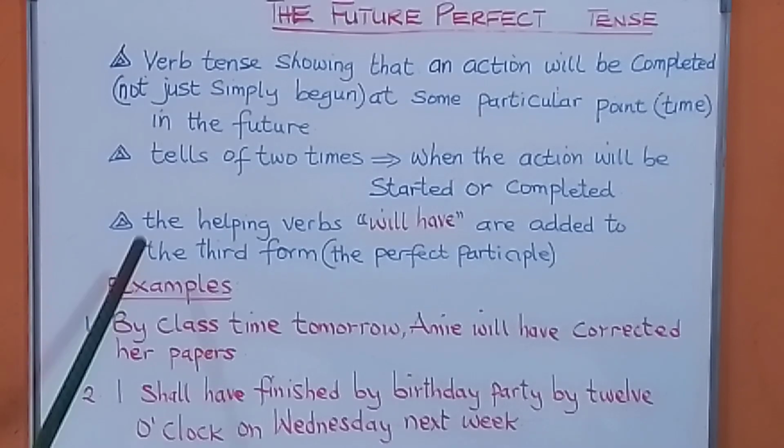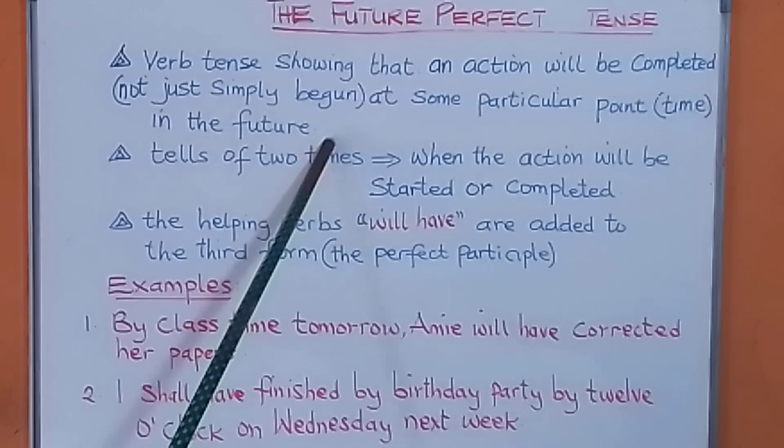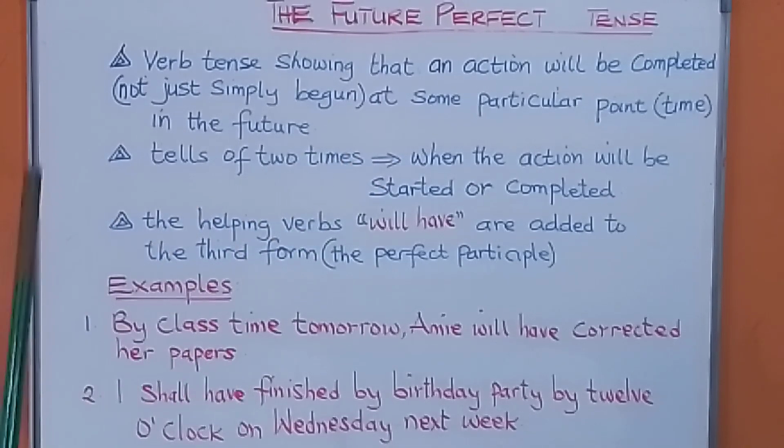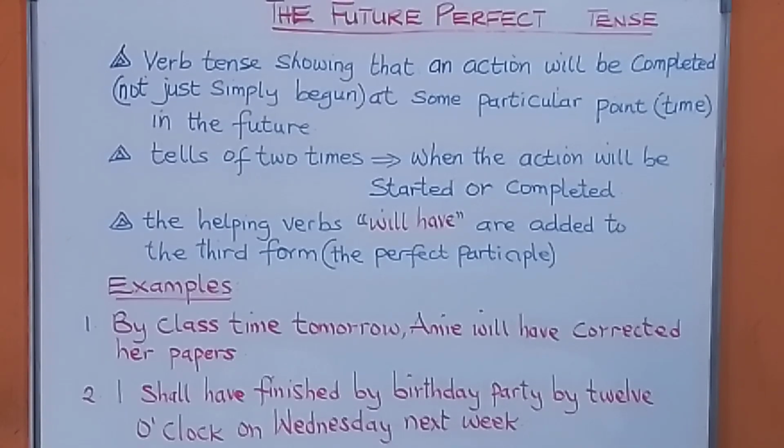So you see that it tells of two times. What are the two times? It tells of either when the action will begin in the future or when the action will end in the future. When the action will begin, one, or when the action will end, will be completed. It tells two times in the future.